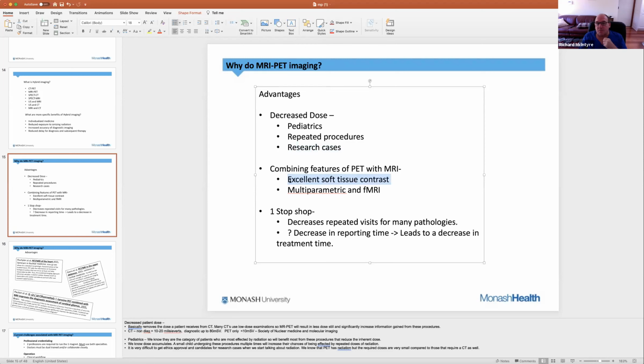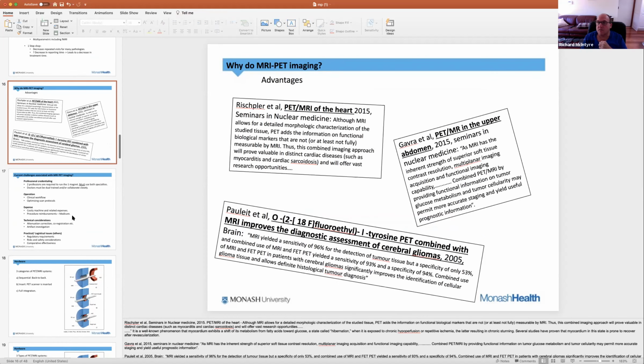We have excellent soft tissue contrast with MRI, and we have what's called multiparametric, and that should include fMRI. What multiparametric means is we have different types of tests. We have T1, we have T2, we have functional, we have ASL, we have DTI, and so on. We have all these different types of tests that we can combine with our PET imaging. A one-stop shop decreases repeated visits for many pathologies, and a decrease in treatment time. And there are some really good articles if you're interested.